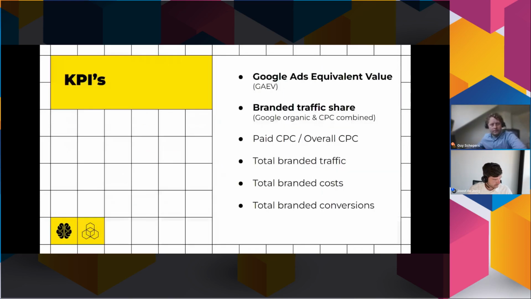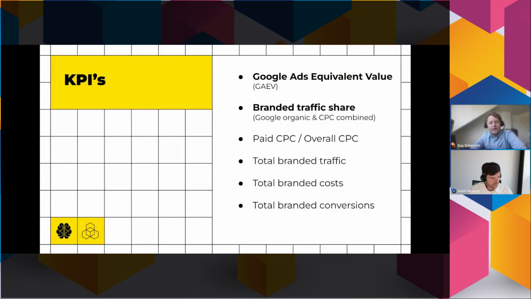Some KPIs. We started with thinking about which KPIs we are going to use to make sure we achieve our goal. And after some thinking, we thought, okay, is there even one specific KPI which is perfect for this situation? And we thought, no, actually not. So we invented our own, which is the Google Ads equivalent value. Myself, I haven't heard it before. I'm going to talk about what it is in the next slide.